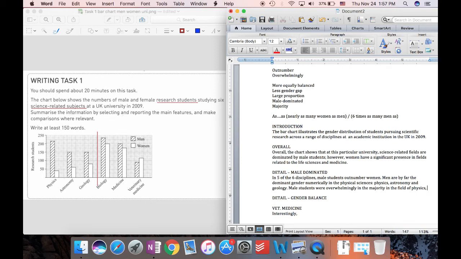And then let's put some data in the detail paragraphs. You need to put in some numbers, some actual specific data. So male students were overwhelmingly in the majority in the field of physics, where they outnumbered women by a margin, I think you can say, a margin of, I think it's about 6 to 1.